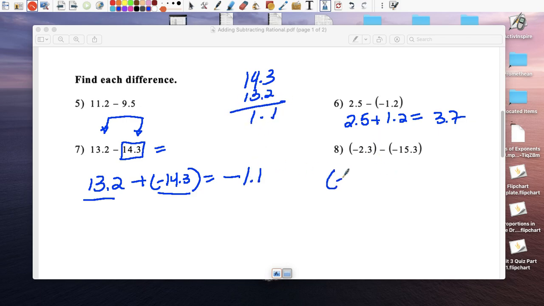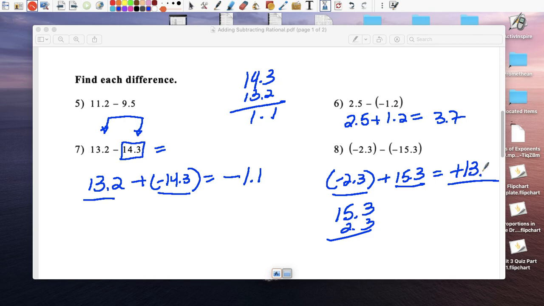Here, again, negative 2.3. Change the subtraction to addition, and the additive inverse of negative 15.3 is 15.3. Right, so again, it's a positive number and a negative number. So pretend you have $2.30 in debt, and somebody gives you $15.30. Are you still in debt? No, because you paid off your debt, and you have some money left over. How much money do you have left over? Well, it's positive something, so 15.3 minus 2.3, which gives you exactly 13. So that's how much you have now.